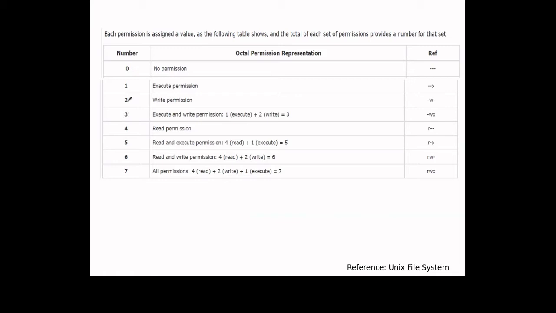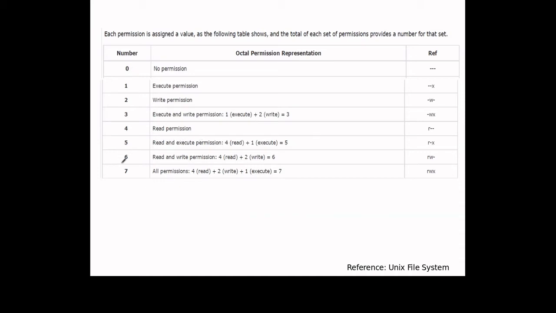So number 3 means that file has execute as well as write permission. Then number 4 means only the read permission. Then number 5 means read and execute. So 5 is the addition of read and execute, 4 plus 1, that is 5. That's why read and execute is 5.